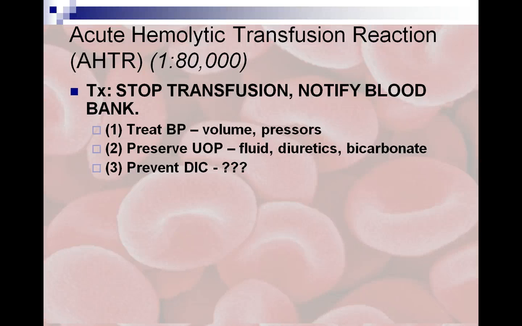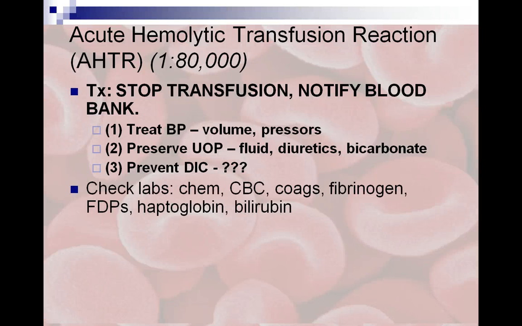First of all, the transfusion should be stopped immediately and the blood bank should be notified. The most important things to do are to treat blood pressure with volume and pressors, preserve urine output with fluids, diuretics, and bicarbonate in order to clean out those kidneys, and prevent DIC, which I'm not really sure how you're supposed to do, although it is one of the recommendations. But obviously, maintaining fibrinogen levels, proper levels of platelets and FFP, and supporting the circulation. Labs should be followed, all of the labs listed below.